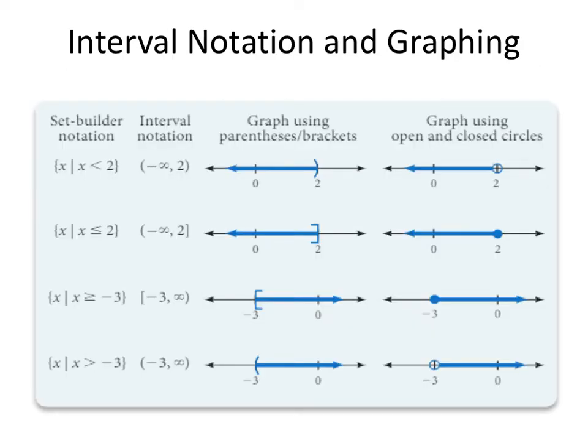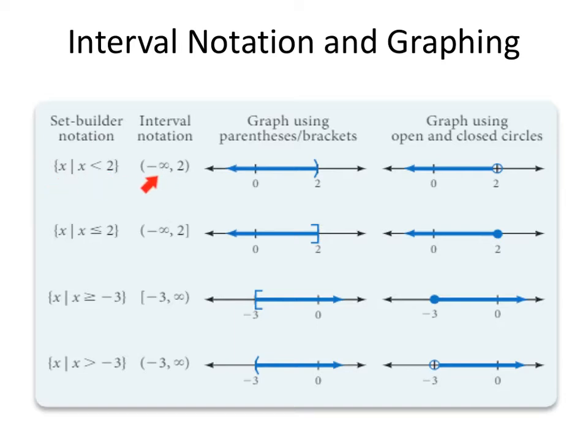Some interval notation and graphing. We have set builder notation, and this looks somewhat familiar. X is less than 2, x is less than or equal to 2, and so on. But the set builder notation has these, what I call squiggly brackets. Squiggly brackets are actually called braces. I just don't like to use that term. But the braces tell us we have a set. The little line means such that. So this says literally the set of all x such that x is less than 2.